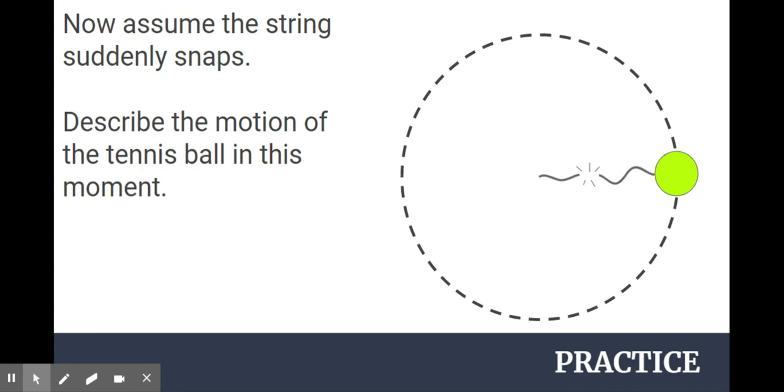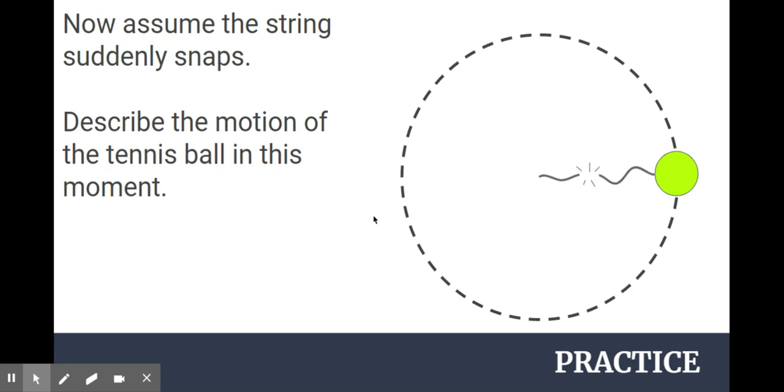Now here's what I want you to think about. Let's assume that the string suddenly snaps, okay? You're moving this tennis ball in a vertical circle, positive direction, and when the tennis ball gets to this point, the string suddenly snaps. I want you to describe the motion of the tennis ball. Now, before we launch into that, just a few reminders, okay? Remember, motion is a description of several things. One, it describes the position of the object. It describes how that position changes, which is what we call displacement. Motion also describes the rate at which the position changes. That's what we call velocity. And then it also helps us understand the rate at which the velocity changes, which is what we call acceleration, all right?